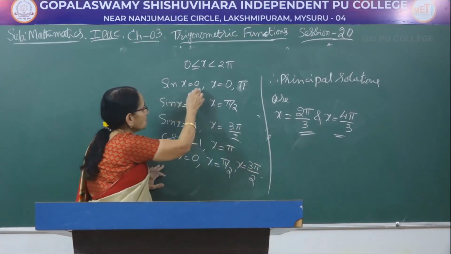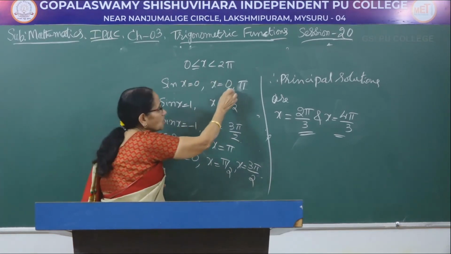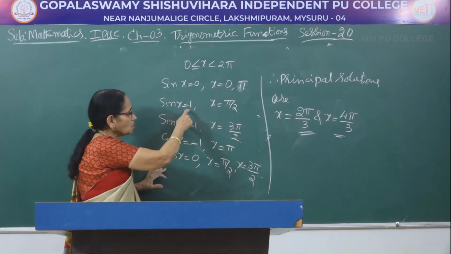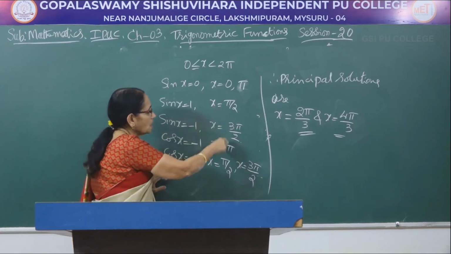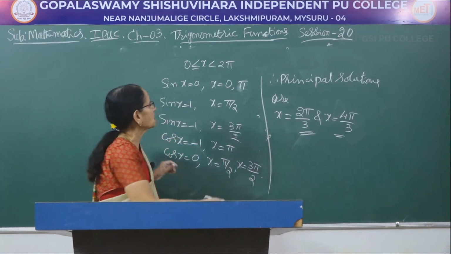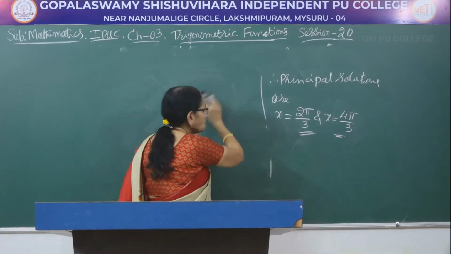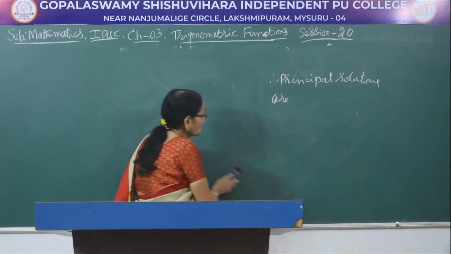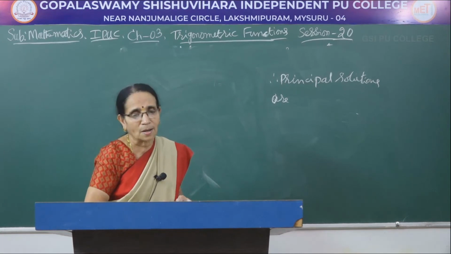So, when sin x is 0 or cos x is 0, there will be two values in this interval, 0 and pi, or pi by 2 and 3 pi by 2. For the remaining, sin x equal to plus 1 or sin x equal to minus 1 and cos x equal to minus 1, there exists only one principal solution for these equations. So you have to remember all the values, you have to be familiar with all the standard values for the trigonometric functions, for which value what can be the standard angle.